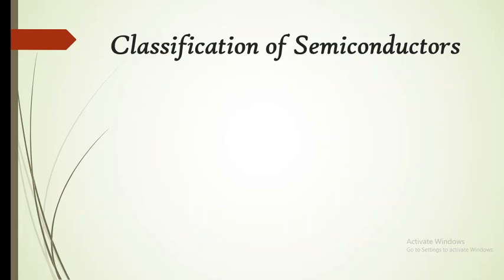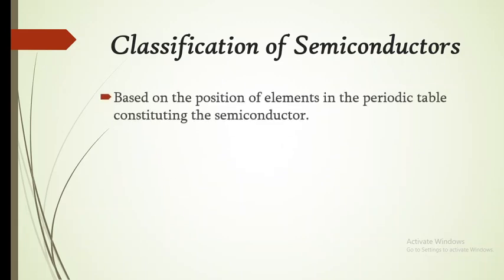So here classification is done on the basis of the position of the elements which are constituting the semiconductor according to the periodic table. When we consider this type of classification, we can broadly classify the semiconductors into two types. One is elemental semiconductors and another one is compound semiconductors.